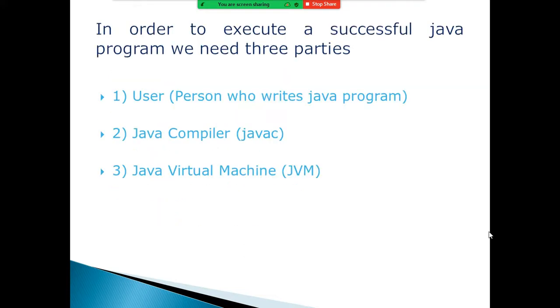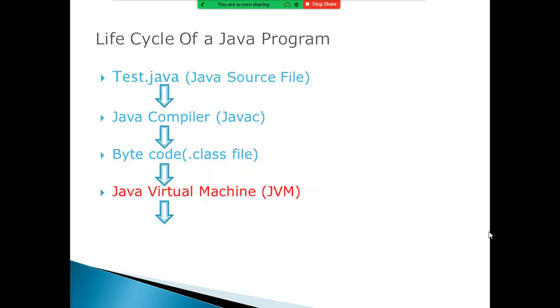So first, please take this screenshot: in order to execute a successful Java program, we need three parties. I hope you have taken the screenshot. Now please take the screenshot of this one as well. Moving ahead, please take the screenshot of the life cycle of a Java program. This is the life cycle, sir.